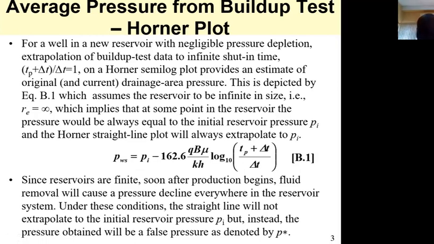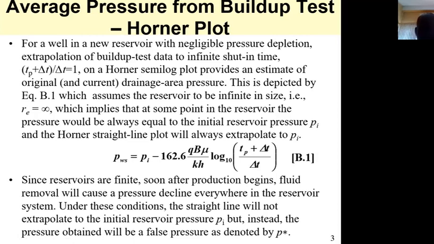However, there is a second scenario, which is more prevalent, where your reservoir is finite in size. You're not assuming an infinite reservoir size. It's finite in size, and so as soon as production begins, underground withdrawal would cause pressure decline everywhere in the reservoir. Under this scenario, if you shut in the well and allow pressure to build up, your Horner straight line plot will not extrapolate to the initial pressure.